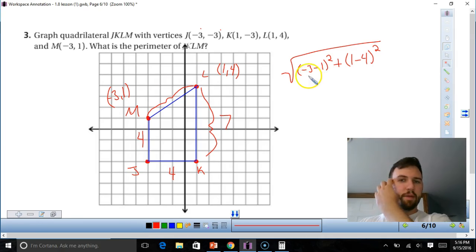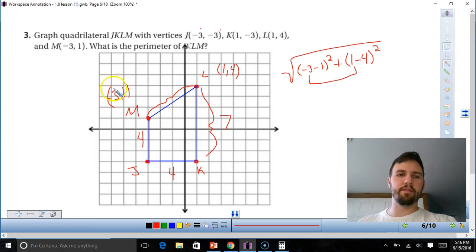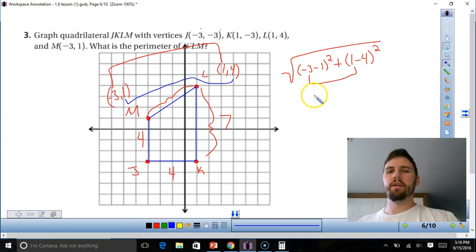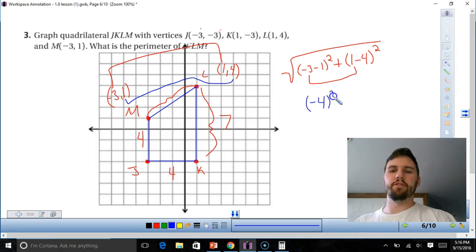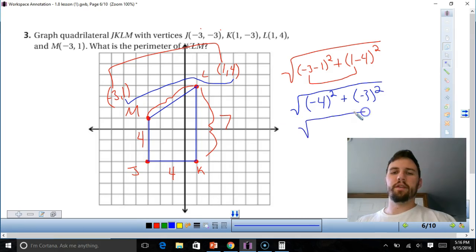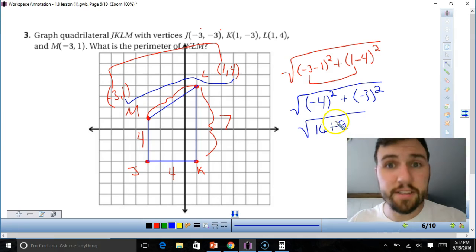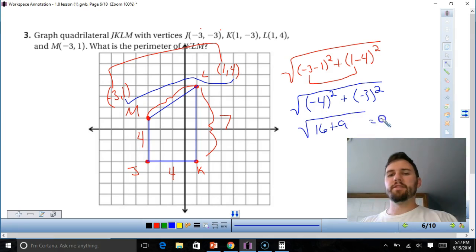Remember, -3 and 1 match up, and 1 and 4 match up. So negative 3 minus 1 is negative 4 squared, plus negative 3 squared. You get the square root of 16 plus 9. Remember, anything squared is positive. Square root of 25, which is 5.